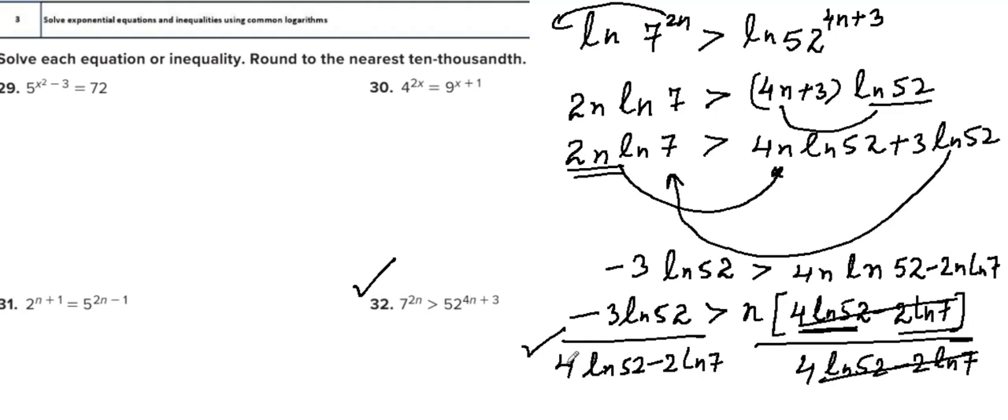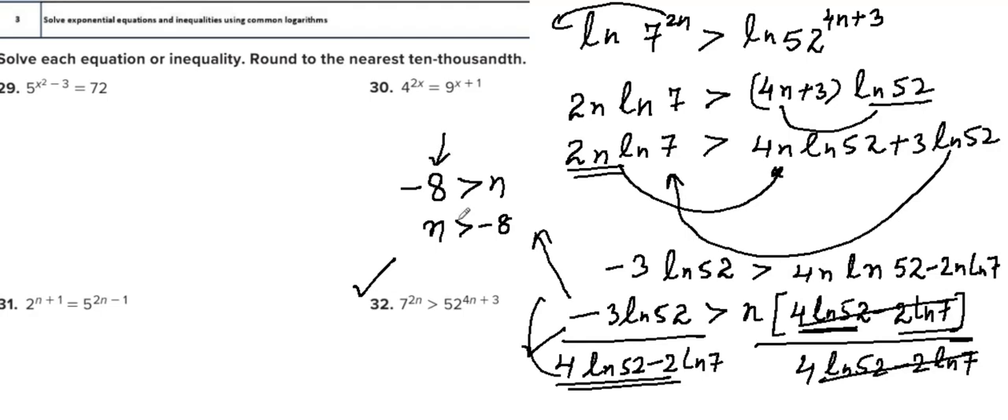Suppose the answer is coming 8, just taking an example. If this answer is 8, so 8 is greater than n, always write the variable on the left side, so swap them, so it will become n greater than minus 8. Just saying, this answer will not be 8, I'm sure, but whatever the answer you get, suppose this is coming minus 8, always write the variable on the left side. Same way you can do the other questions.